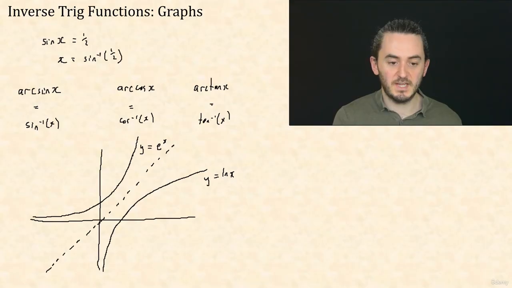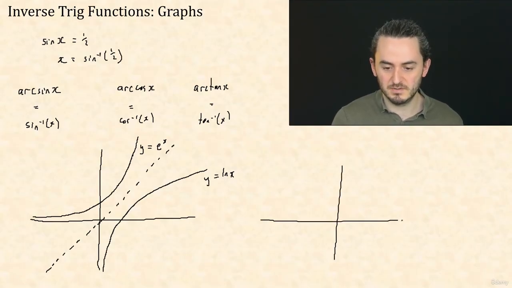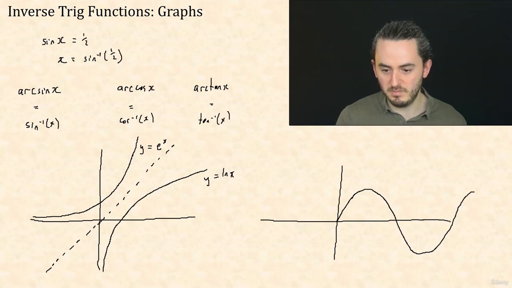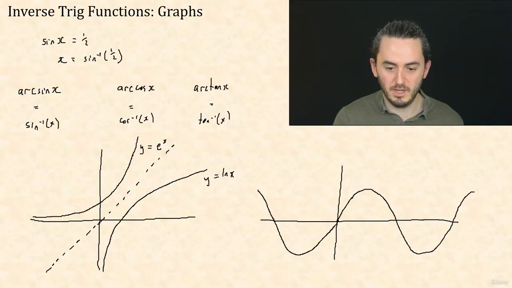So if I want to sketch arc sine x, I just want to reflect sine x in the line y equals x. The only problem with that is sine x looks like this. Sine x is not a one-to-one function, and way back we looked at functions and we saw that the only functions really that have inverses are one-to-one functions, and this is a many-to-one function because multiple different x values take you to the same height.